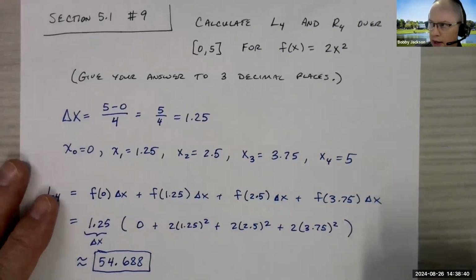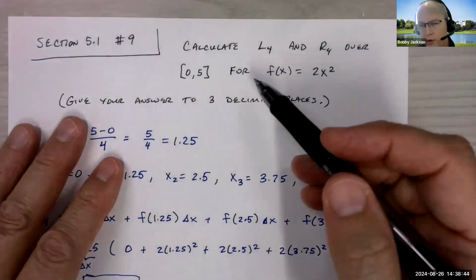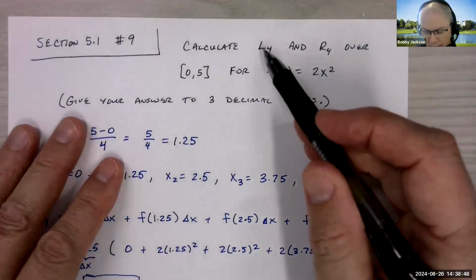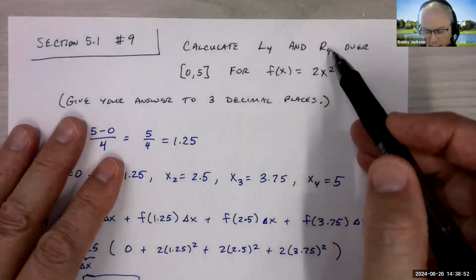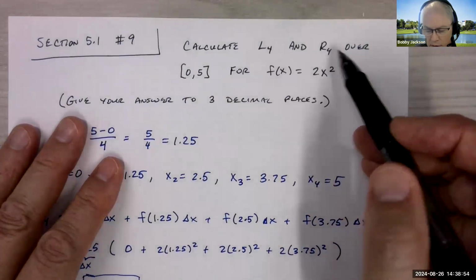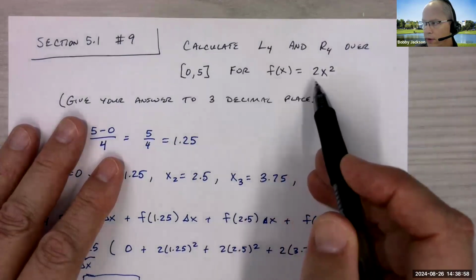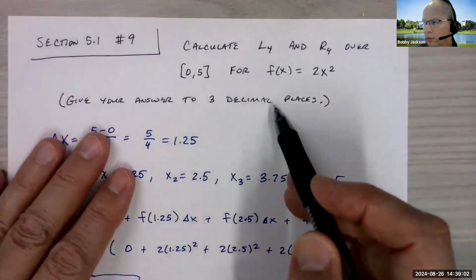Everyone, we're going to take a look at number 9 in section 5.1. They want you to calculate L4 and R4. So this is the left-hand sum with 4 subintervals, and this is the right-hand sum with 4 subintervals over the interval from 0 to 5, for the function 2x squared. And give your answers to 3 decimal places.